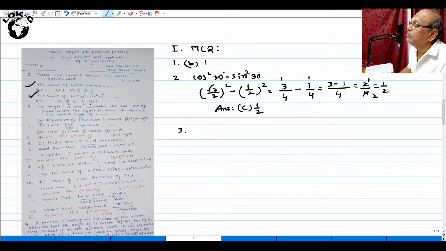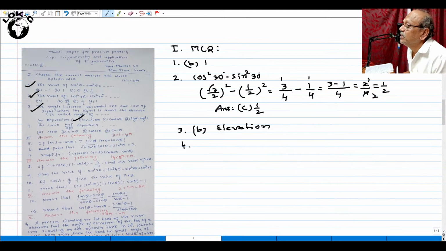Right, the third question is knowledge based. The angle between the horizontal line and the line of sight when the object is above the observer is called the angle of elevation. Therefore, the correct answer is B, angle of elevation. A simple question. It is a simple paper, first round.